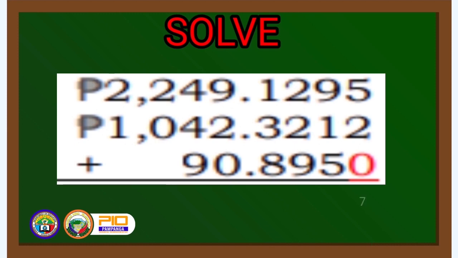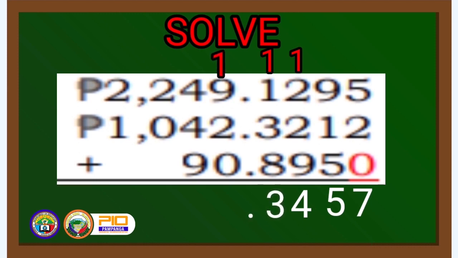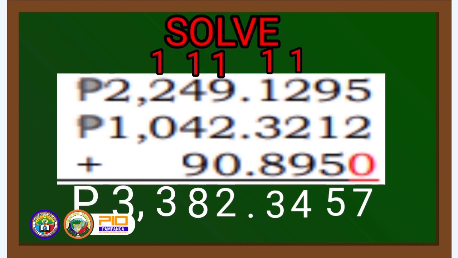5 plus 2 plus 0 is 7. 9 plus 1 plus 5 is 15. Carry 1. 1 plus 2 plus 2 plus 9 is 14. Carry 1. 1 plus 2 plus 3 plus 8 is 13. Carry 1. 1 plus 9 plus 2 is 12. Carry 1. 1 plus 4 plus 4 is 9. Carry 1. 1 plus 2 plus 0 is 3. 2 plus 1 is 3.